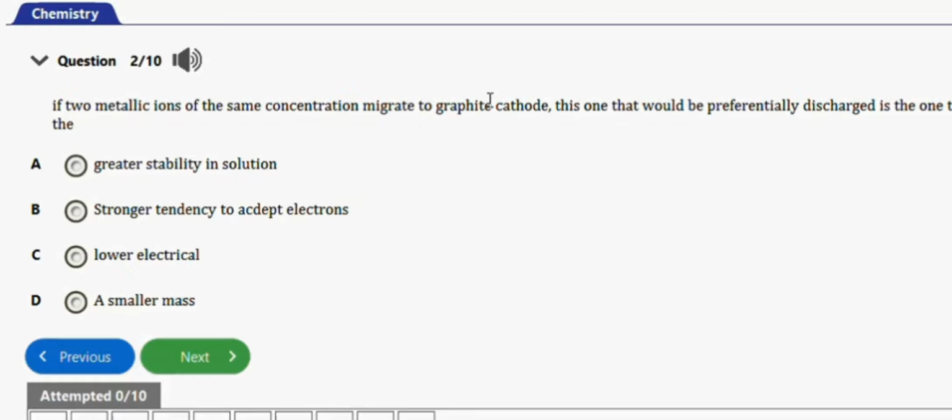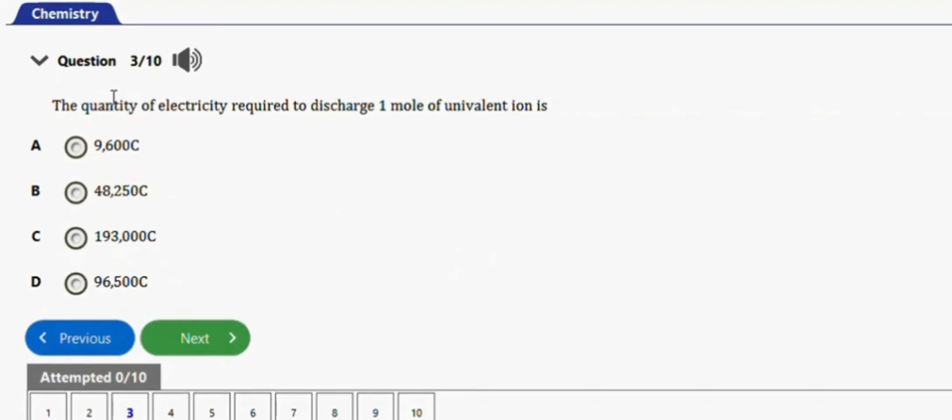It says, if two metallic ions of the same concentration migrate to graphite cathode, the one that would be preferentially discharged is the one that has, we have option A, greater stability in solution, stronger tendency to accept electrons, lower electrical, the sentence is not complete, a smaller mass. The right option is option B, the one that has stronger tendency to accept electrons. Okay, so that's for this question. The next question will be this one.